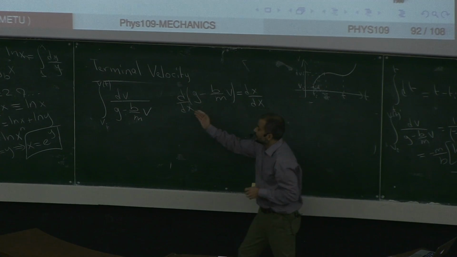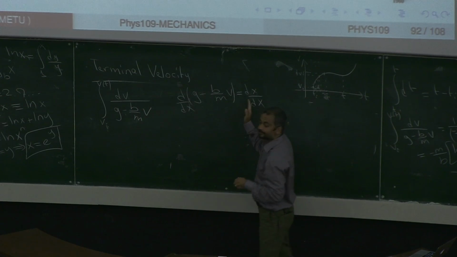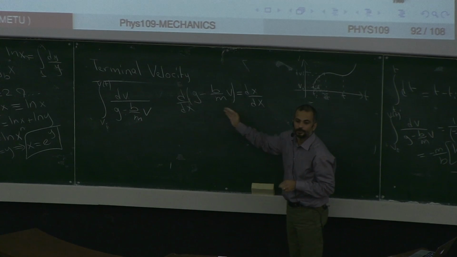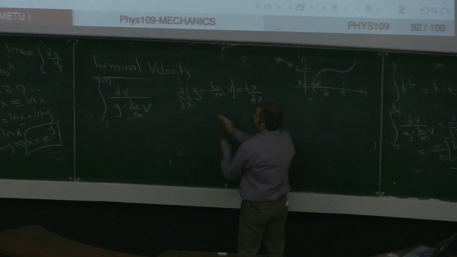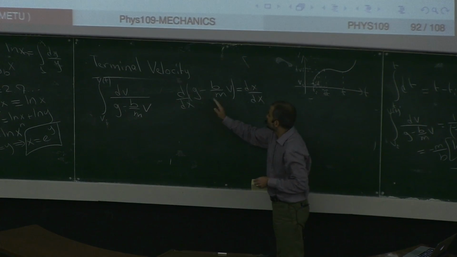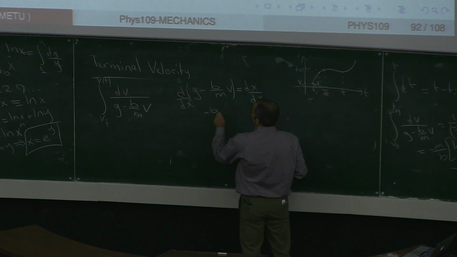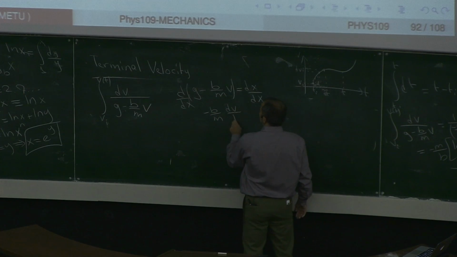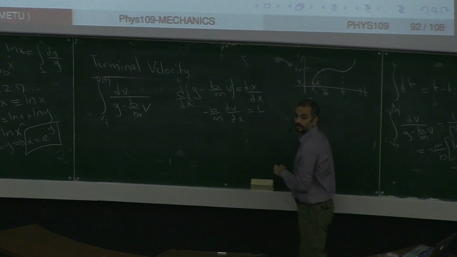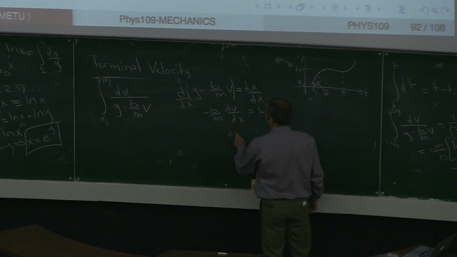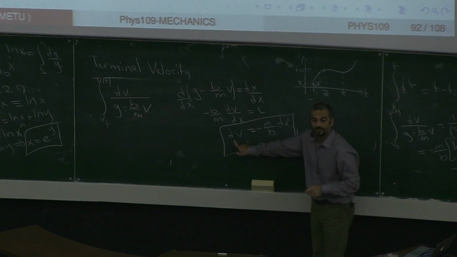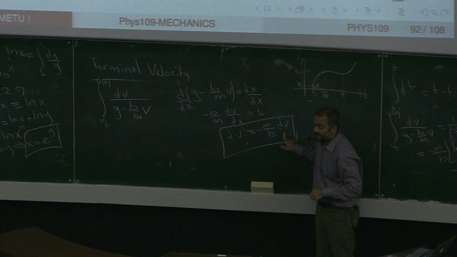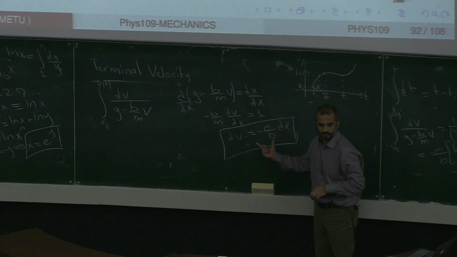So I need to relate the change in v to the change in x. I take the derivative of both sides. Now g is just a constant, it doesn't change with v. Minus b over m is just constant. dx over dv is equal to 1. Or I can say that dv is equal to minus m over b dx. So a change in v is related to a change in x by this coefficient over here.